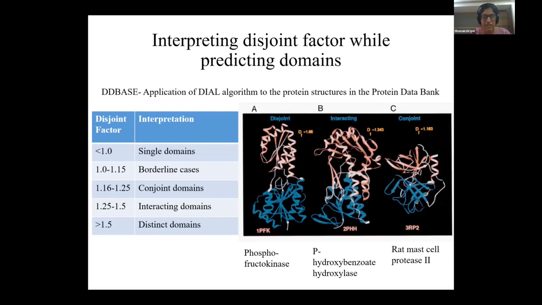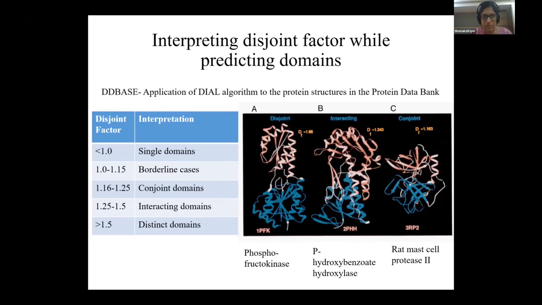Then the next scenario is the interacting domains. Slightly higher disjoint factor values between 1.25 and 1.5 are the interacting domains. In this case, we can see the example of para-hydroxybenzoate hydroxylase, where some secondary structures from one domain are interacting with certain secondary structures of the other domain. And in the third example, phosphofructokinase, in the disjoint domain case, even visually we can identify that there are two distinct domains in the protein. In such cases, the disjoint factor values are usually above 1.5.